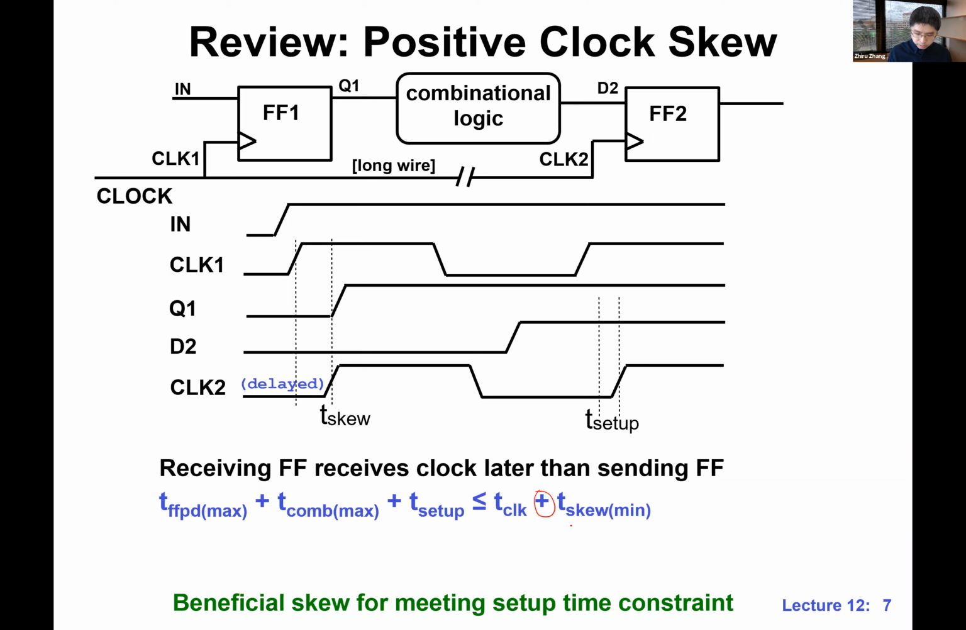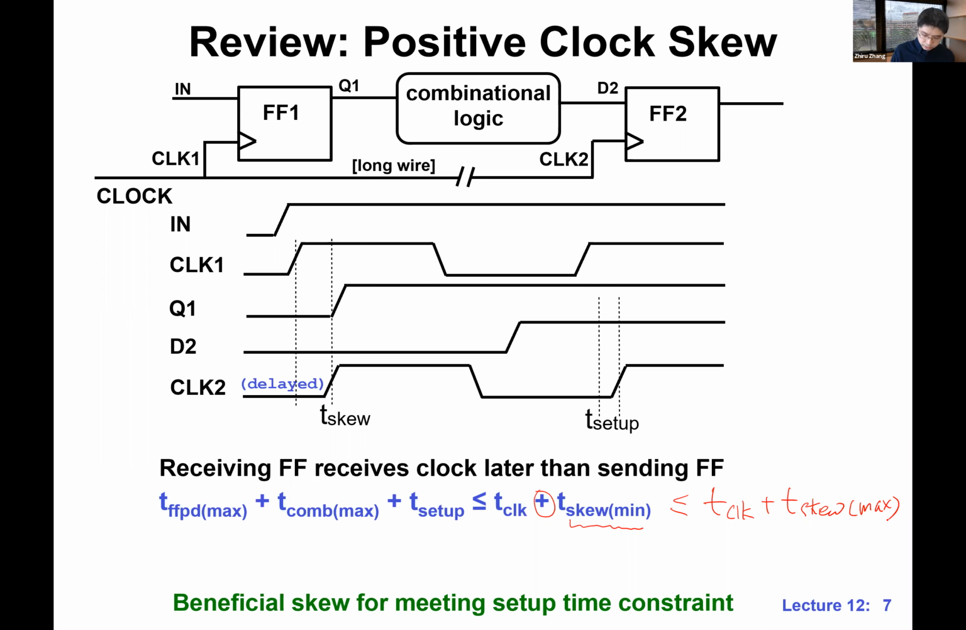And the subtle thing here is we are using the mean, not the max. The mean of skew, the minimum skew. Same reasoning: if you use the minimum skew, we automatically cover the rest. So that's why for positive skew, for beneficial skew, we want to use the minimum case, which is the worst case.